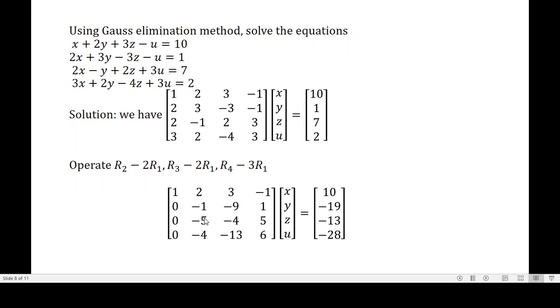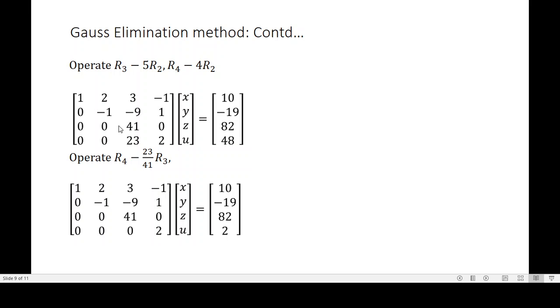Now minus 5 has to be made 0. How to make minus 5 0? We have to multiply the second row element, that is this element, by minus 5 and subtract it from R3. So the next row operation is R3 minus 5R2. So what do you get? R3 minus 5R2 gives minus 5 plus 5, 0. Look at the matrix. First row, second row elements remain the same.